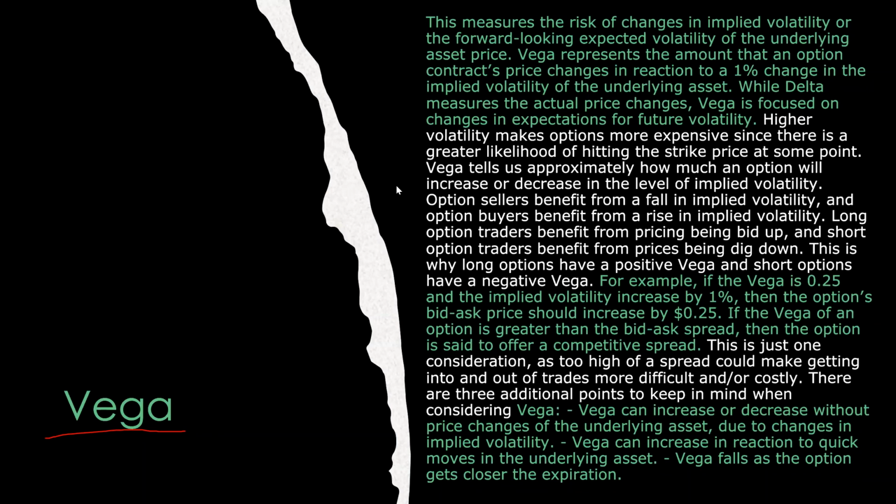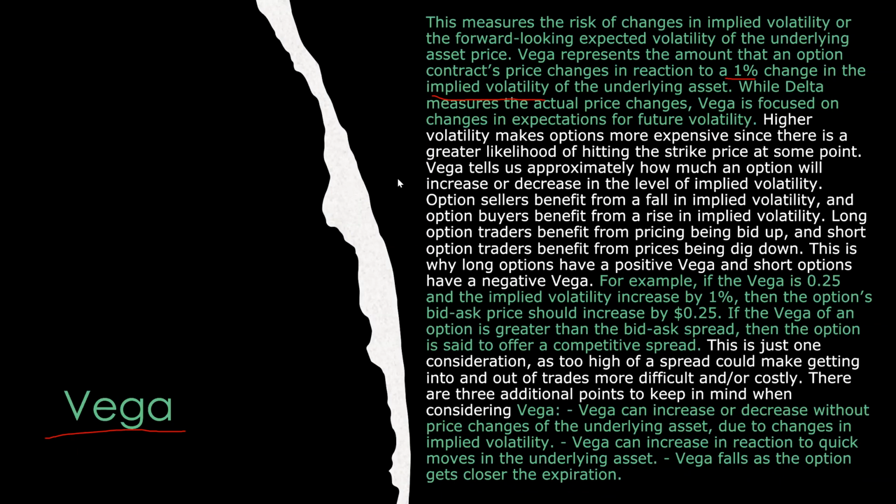Vega is the expected volatility of the underlying asset's price. Vega represents the amount that an option contract's price changes in reaction to a 1% change in the IV of that underlying asset. So while Delta measures the actual price change, Vega's focus is on the expectations of future volatility. Some of the things that could cause that, I'll explain in a second.